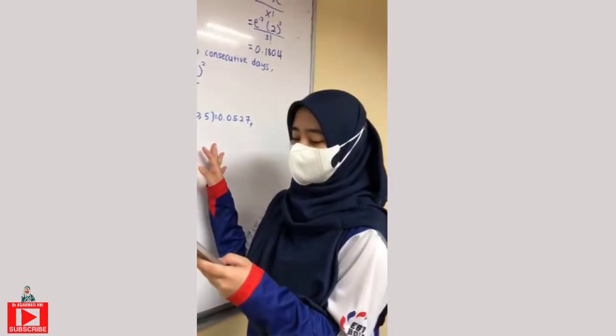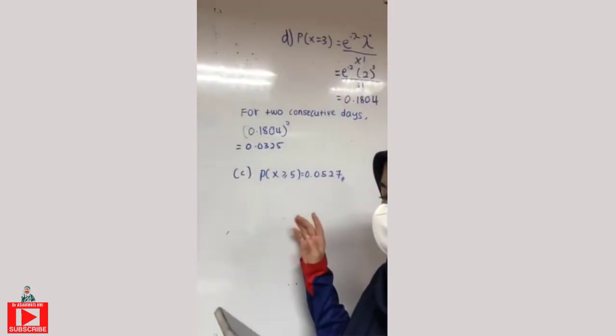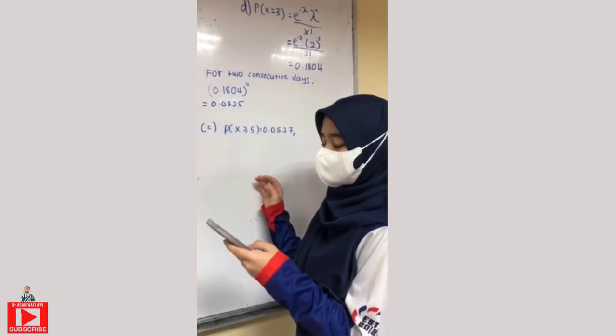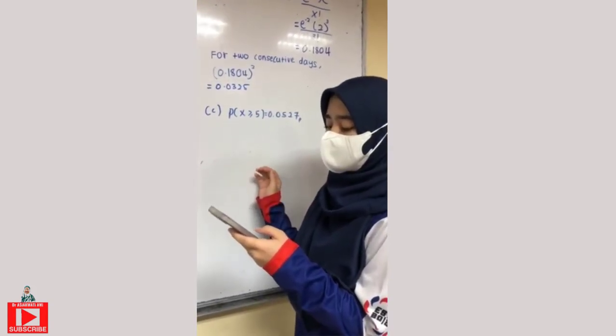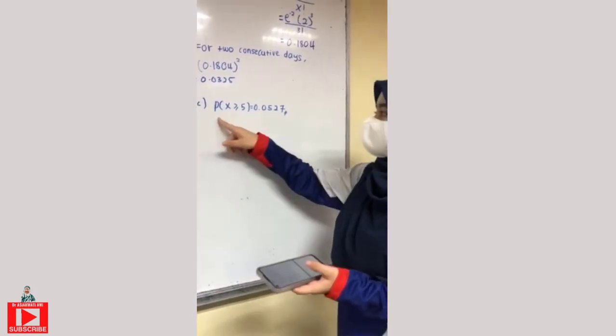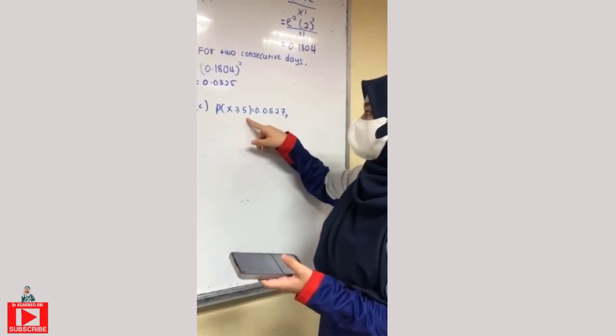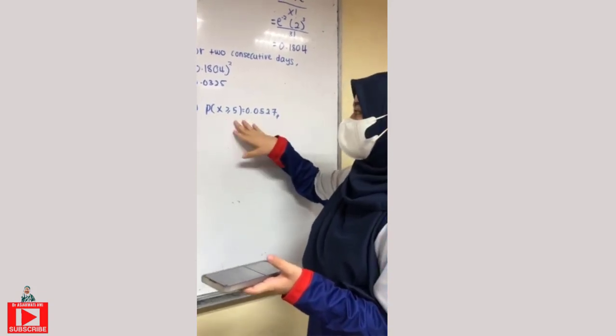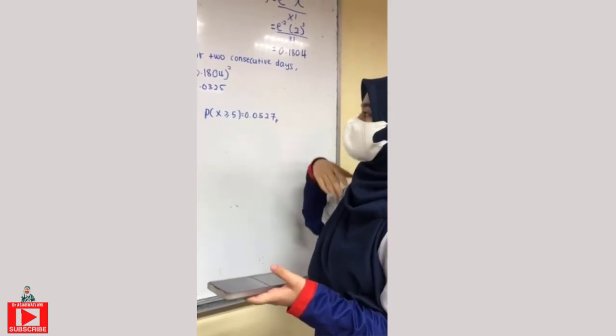Untuk soalan C tu, soalan tu kata hospital tu ada 4 beds for emergency at the starting of the day. Lepas tu dia minta probability when the beds will not be enough for emergency admission that day. So probability tu P(X greater or equal 5). Sebab dia greater or equal 5, so boleh tengok table terus. So kita tengok table dapat 0.0527.